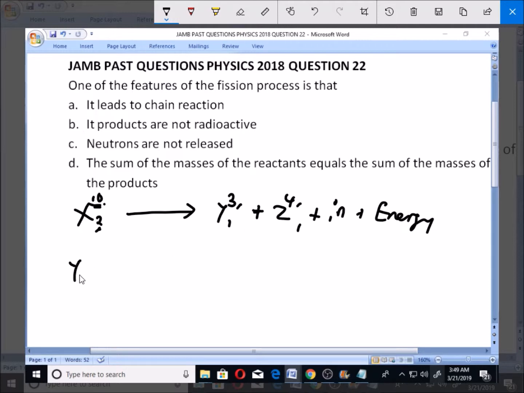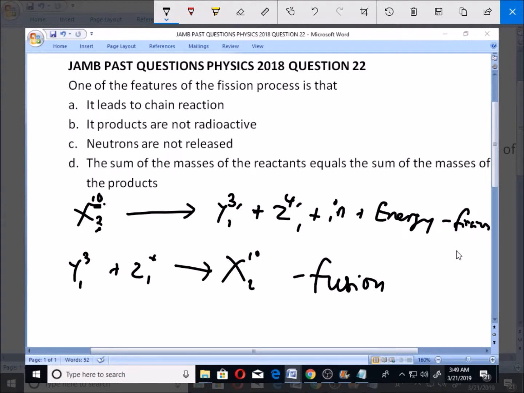But in a case where we have these smaller ones by this side coming together to form the bigger one by this side, we call it fusion. These are the two types of nuclear reaction that we have: nuclear fission and nuclear fusion. So when it's fission, we're talking about the big one splitting into smaller ones. But when the smaller ones come together to form the big one, we call it fusion. So how do you know the smaller one and the big one? By checking their atomic number and mass number. So the right hand side here is bigger than this side. So this is fission, whereas this is fusion.